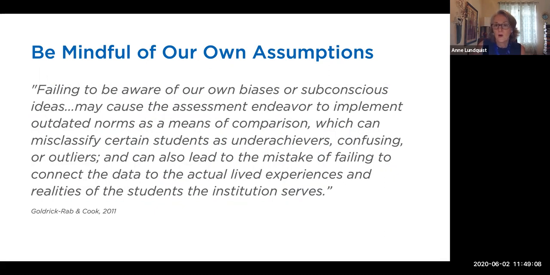And failing to be aware of our own biases or subconscious ideas may cause the assessment endeavor to implement outdated norms as a means of comparison, like Gavin mentioned, which can misclassify certain students as underachievers, or the term we use in assessment, the outlier, and can also lead to the mistake of failing to connect the data to the actual lived experiences and realities of the students our institutions serve. So if we don't examine ourselves, just by default, we're going to be carrying out some of these harm-causing practices, and we're certainly not going to be advancing equity.